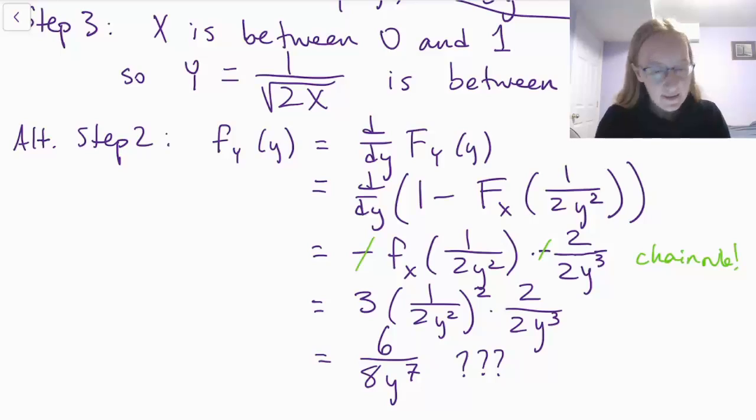And the cool thing about this way is that you don't need to find the CDF of x. We never needed it for this second way. We can just go straight to it. But it is a little bit more difficult because you have to remember to differentiate using the chain rule, and it can result in some messed up things happening. But in either case, we would then find the range, and we would have 6 over 8y to the 7th as our PDF for y greater than 1 over root 2. There you go.